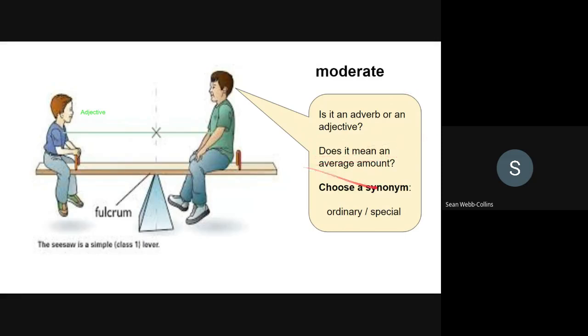Does moderate mean an average amount? Yes, it means a normal amount, a usual amount, an average amount. And what is a synonym of moderate? Ordinary. It's not a direct synonym, but it's close enough, I suppose. Ordinary is a rough synonym of moderate.